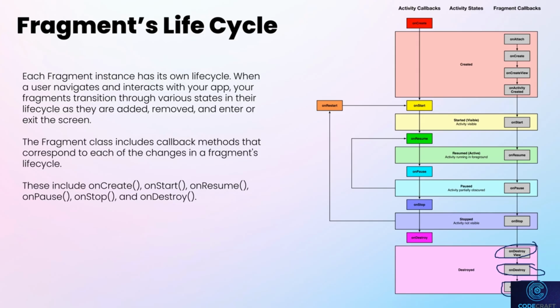It's important to note that fragments can also go through various states based on their visibility, such as being hidden or shown, and these lifecycle methods can be called multiple times as the fragment's visibility changes. Understanding the fragment lifecycle allows you to manage the behavior of your fragments effectively, ensuring that they respond correctly to user interactions and that resources are allocated and released appropriately during the fragment's lifecycle.